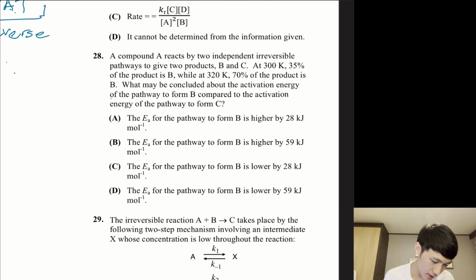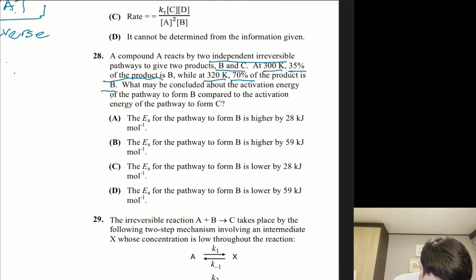Problem 28. A compound A reacts by two independent irreversible pathways to give two products B and C. At 300 Kelvin, 35% of the product is B, while at 320 Kelvin, 70% of the product is B. What may be concluded about the activation energy of the pathway to form B compared to the activation energy of the pathway to form C?